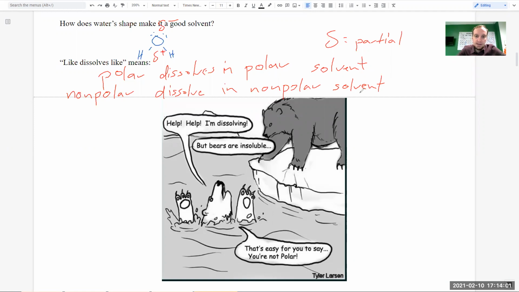Now, this cartoon at the bottom is a very good way to explain this. This little polar bear is saying he's dissolving into the water because the water is polar, and he's a polar bear. And yes, I know it's a joke, but you get the idea. Whereas this black bear here, or brown bear, grizzly bear, whatever he is, is not worried because he's not polar. Therefore, he's not worried about being dissolved. Again, like dissolves like. Polar dissolves polar. Non-polar dissolves non-polar. This is the reason why oil and water do not mix. Oil is non-polar. Water is polar. Polar does not dissolve non-polar, okay? Like dissolves like.